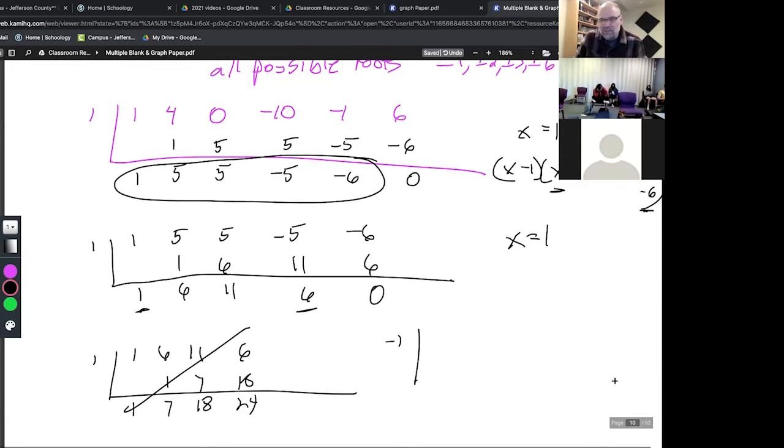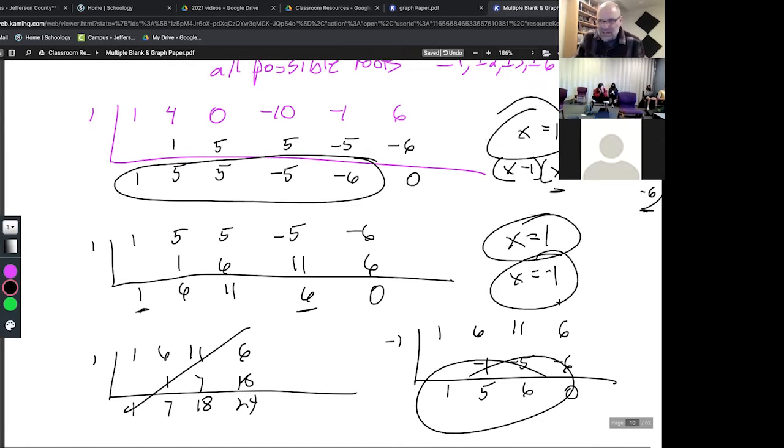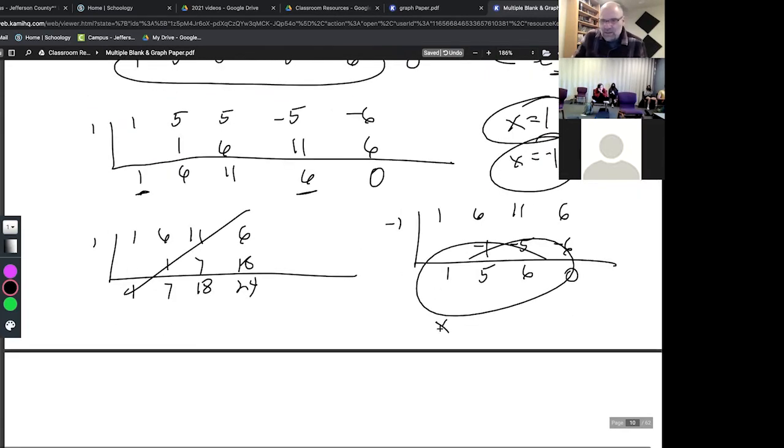Let's try negative 1. 1, 6, 11, 6, 1, negative 1, 5, negative 5, 6, negative 6, and 0. Look at that. So x equals negative 1. So x equals 1, x equals 1, x equals negative 1. And then we've got this nice, cute little polynomial, this quadratic equation, which we know how to do. So here's our other roots. So x plus 2, x plus 3. So my other factors are going to be x equals negative 2 and x equals negative 3.